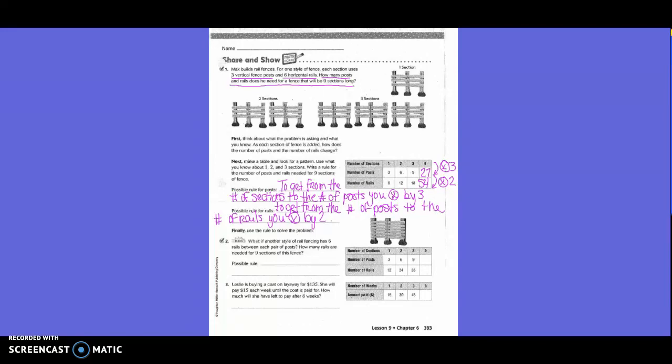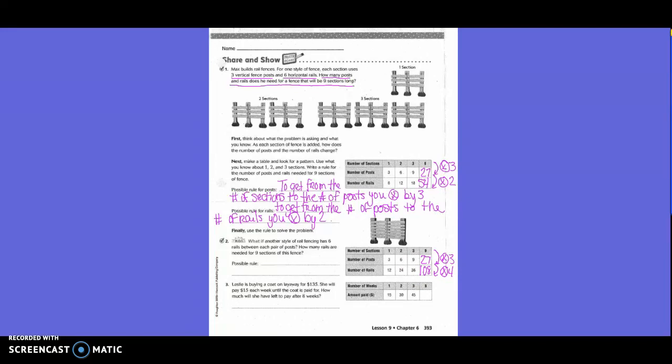So basically, how do we get from the number of sections to the number of posts? Times 3. How do we get from the number of posts to the number of rails? Times 4. Okay, so 9 times 3 is 27. And then now they want us to do 27 times 4. But what did I just teach you? What would be quicker? 3 times 4, which is 12. And then 12 times 9 is 108. So those fast facts that you already know, right?